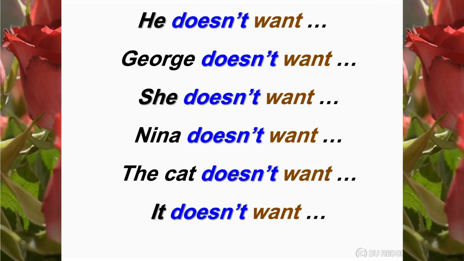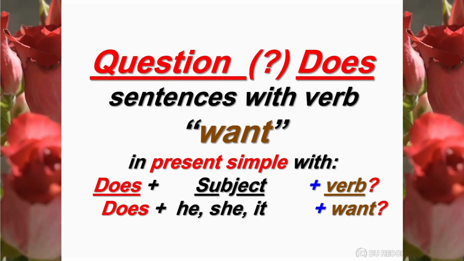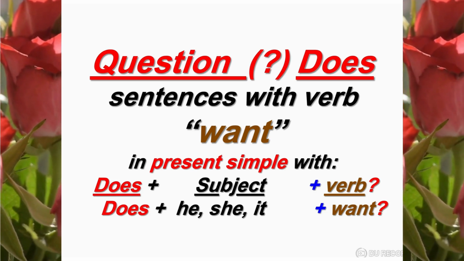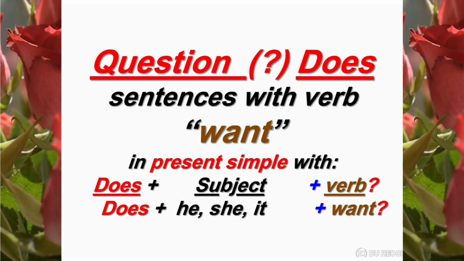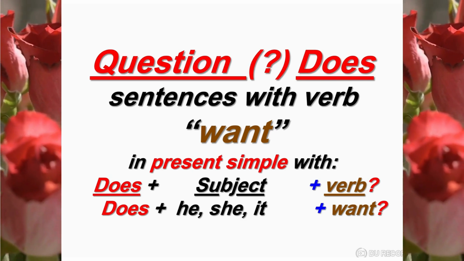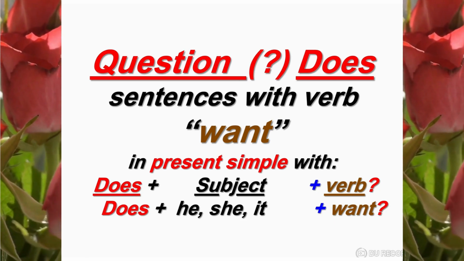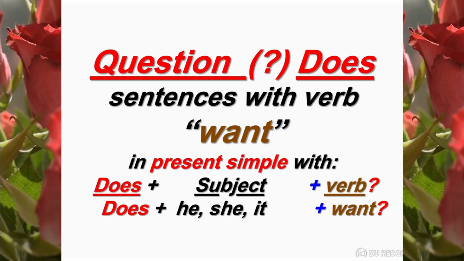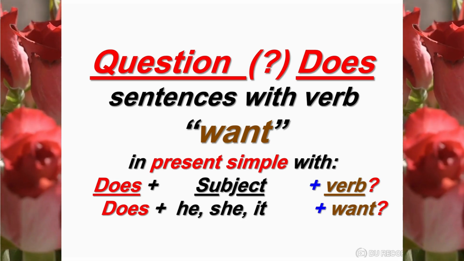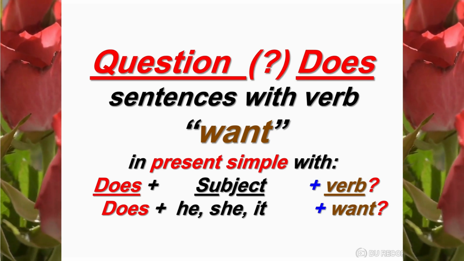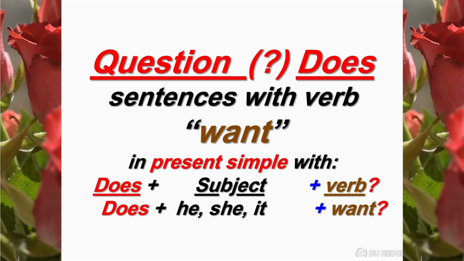Let's go to the question. The rule of the question: we start with does plus subject plus verb. Does he want? Does she want? Does it want? The verb is without S, even if it is with he, she, it. Why? Because we have does. In the negative form and in the question form, the verb is without S.